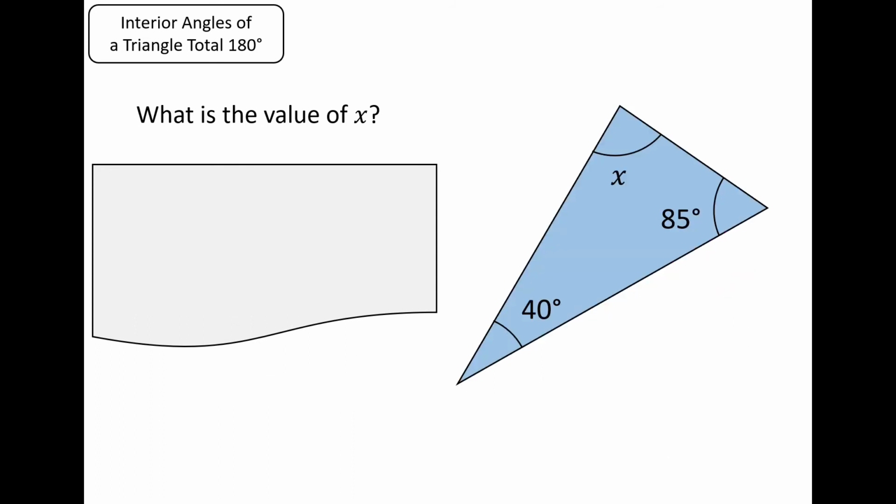Different type of triangle again. So here we've got a scalene. Like before, 40 plus 85 is going to give us 125 degrees. Subtract that from 180, leaving us again with 55. Sorry, I moved that one a bit quick there for you folks.